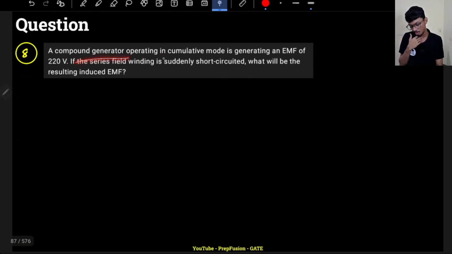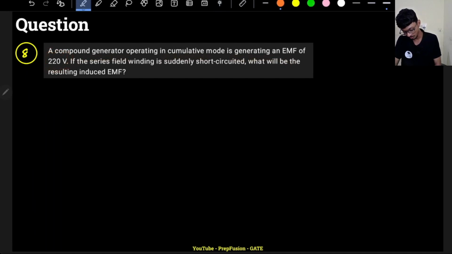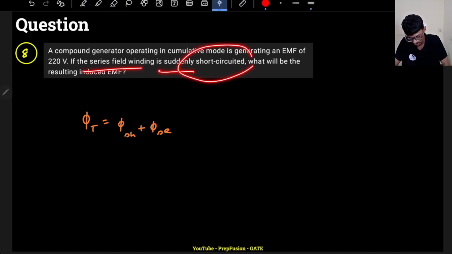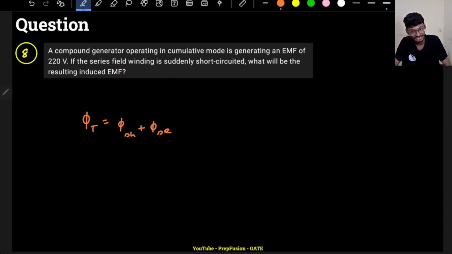A compound generator operating in cumulative mode is generating an EMF of 220 volts. So it is cumulative mode, it is a compound generator, so my overall flux will be the sum of the shunt flux plus the series flux. If the series field winding is suddenly short circuited, so I have a field winding here and it is suddenly short circuited.